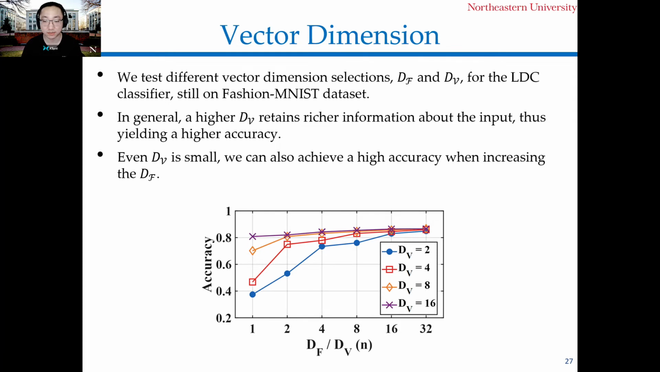And the dimension can be as small as tens or hundreds, rather than as large as 10,000 in previous HDC work. The results show that, in general, a higher value vector dimension yields a higher accuracy, simply because it takes more dimension, it takes more information. However, even if the dimension of the value vector is small, like 2 or 4, we can also achieve a reasonably high accuracy when increasing the dimension of feature vectors.